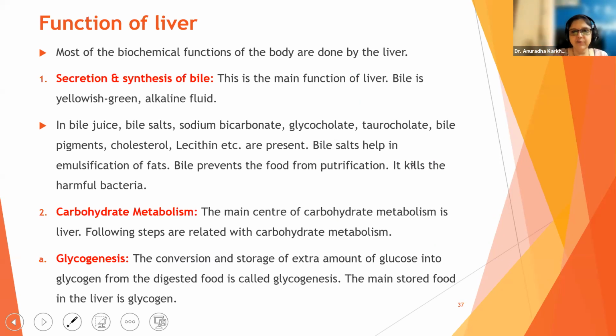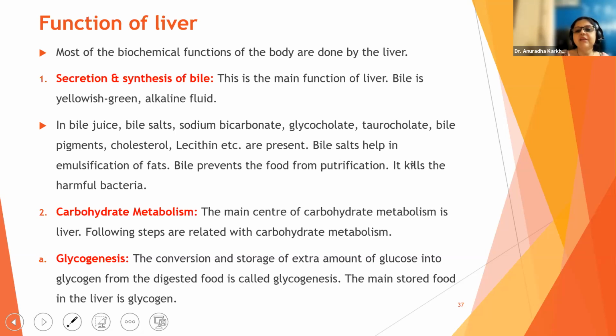Bile is a yellowish green alkaline fluid. In bile juice, bile salts, sodium bicarbonate, glycocholate, taurocholate, bile pigments, cholesterol, lecithin are present. So what all things are there in the bile juice? Bile salts, sodium bicarbonate, glycocholate, taurocholate, bile pigments, cholesterol, lecithin, all make up the bile juice. Fine. Bile salts help in emulsification of fats. Bile prevents the food from putrefaction. Putrefaction means anaerobic digestion, so formation of gaseous byproducts will not happen. Bile will prevent that. It kills the harmful bacteria.